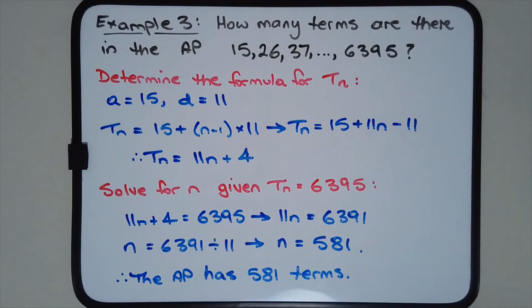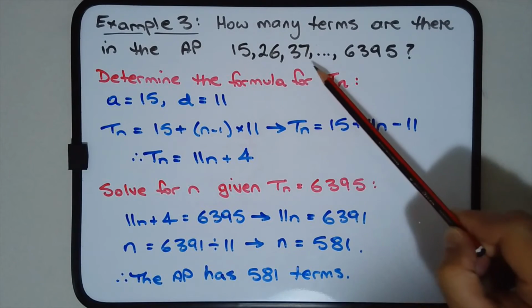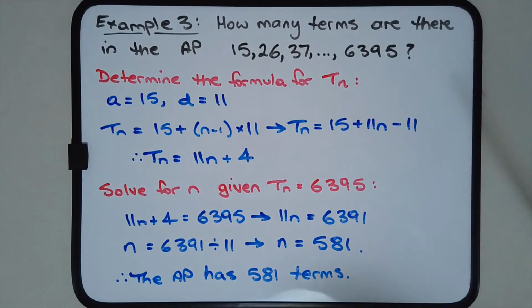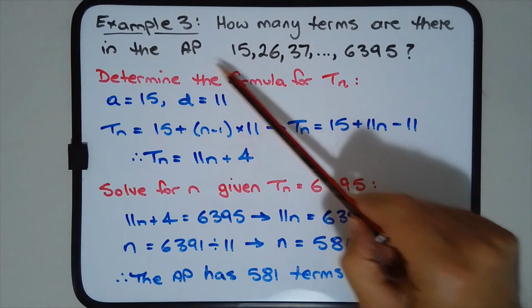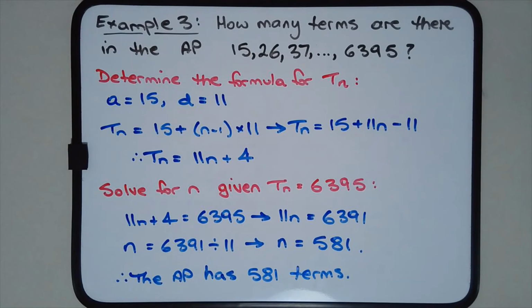So just be mindful that there may be questions where you may need to prove that this is an arithmetic progression first by comparing any three consecutive terms and comparing the common differences. But in this case, we're told it's an AP, just take any two consecutive terms, subtract one from the other to find the common difference.